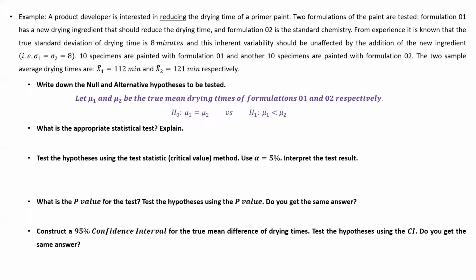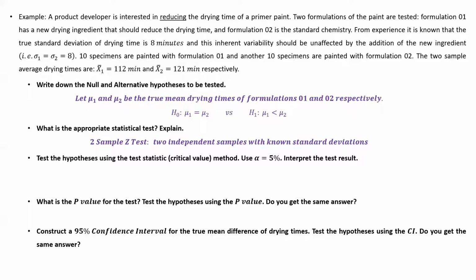Next question. What's the appropriate statistical test? Explain. For this question, sigma 1 and sigma 2 are given, and the two samples must be considered independent. Therefore, the test is a two-sample z-test. You must also explain why it's a two-sample z-test. Therefore, write the explanation. Two independent samples with known standard deviations.